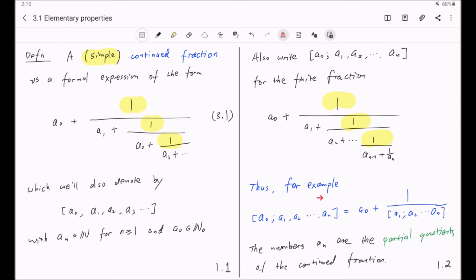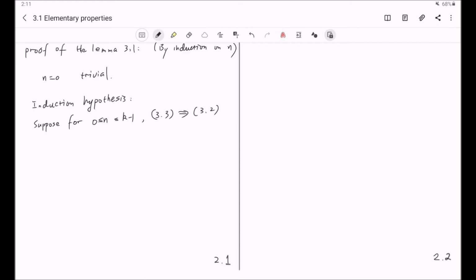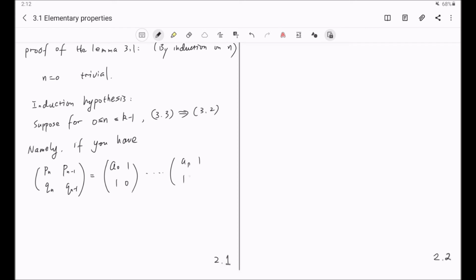This is something we are going to use in our induction steps. That is our induction hypothesis. Let me write this down very carefully. Namely, if you have this, which is equal to the product of those matrices, a naught 1, 1, 0, all the way to a sub n 1, 1, 0, you will have p sub n over q sub n equal to this continued fraction, for n greater or equal to 0 and less than or equal to k minus 1. That is our induction hypothesis.